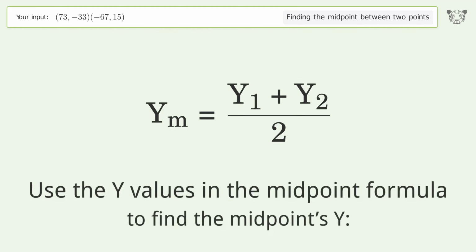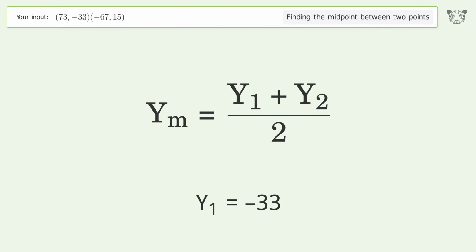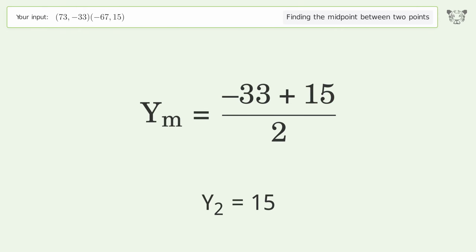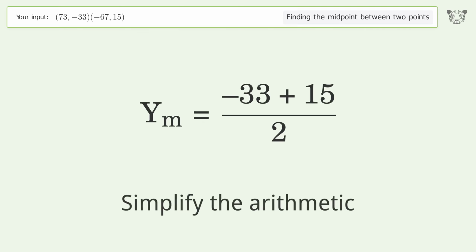Use the y values in the midpoint formula to find the midpoint's y. y1 equals -33. y2 equals 15. Simplify the arithmetic.